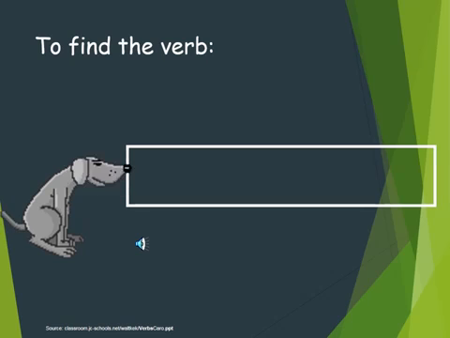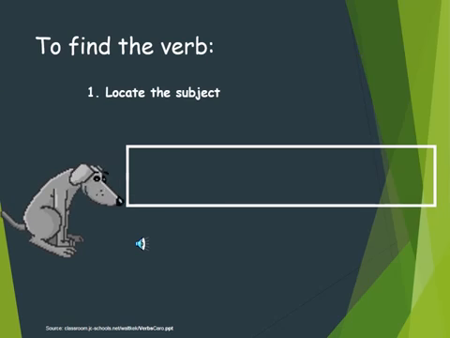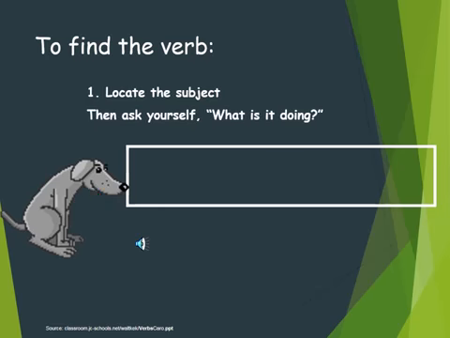All right, here's a little way to help you find the verb of a sentence. First, you want to locate the subject of the sentence. Then ask yourself, what is it doing? Once you have that answer, you've identified your verb. So look at the sentence. The dog barked. Who barked? The dog. So barked is our action and dog is our subject.